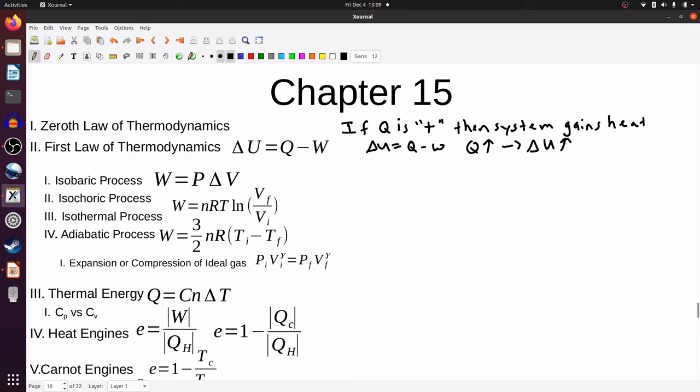Okay, and then if Q is negative, then the system loses heat.